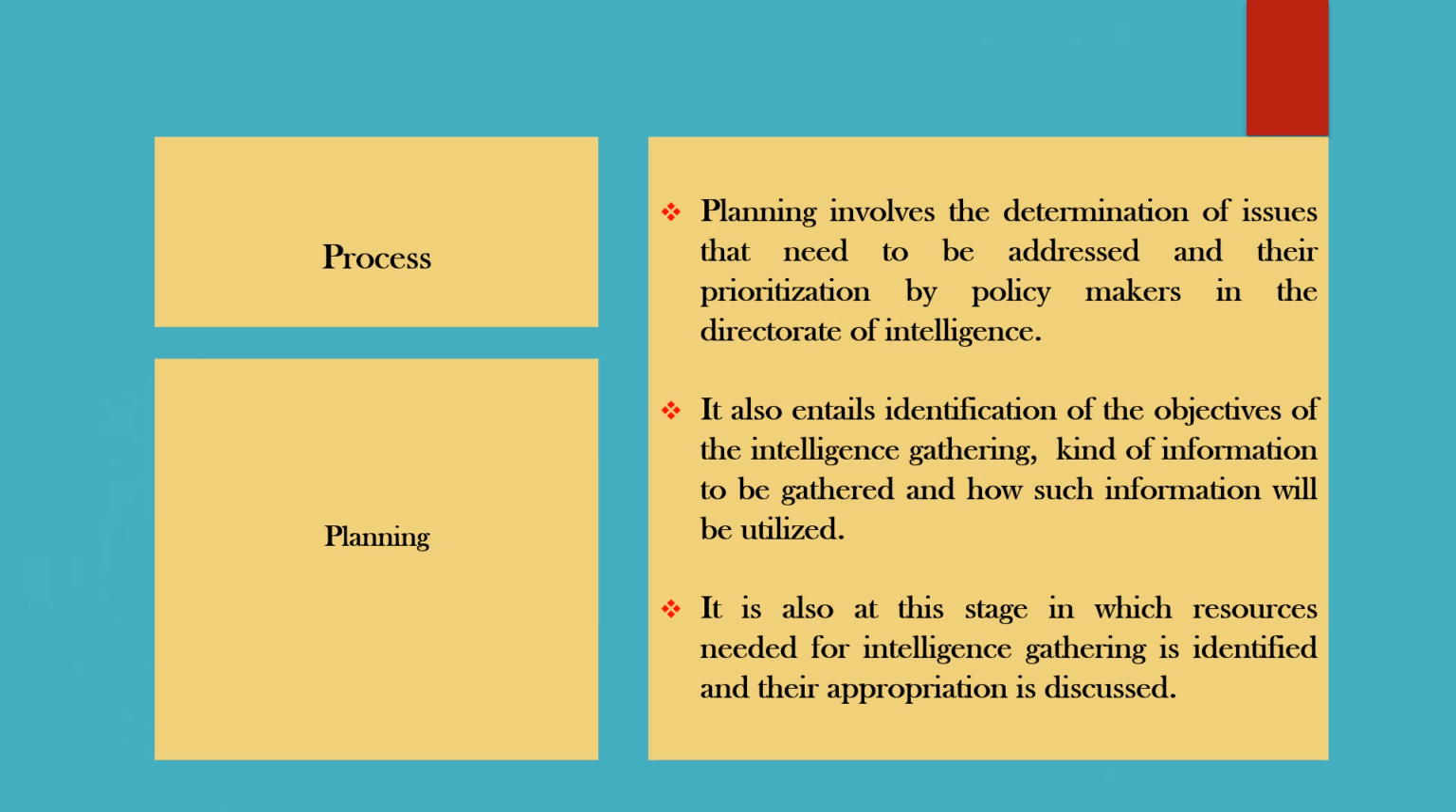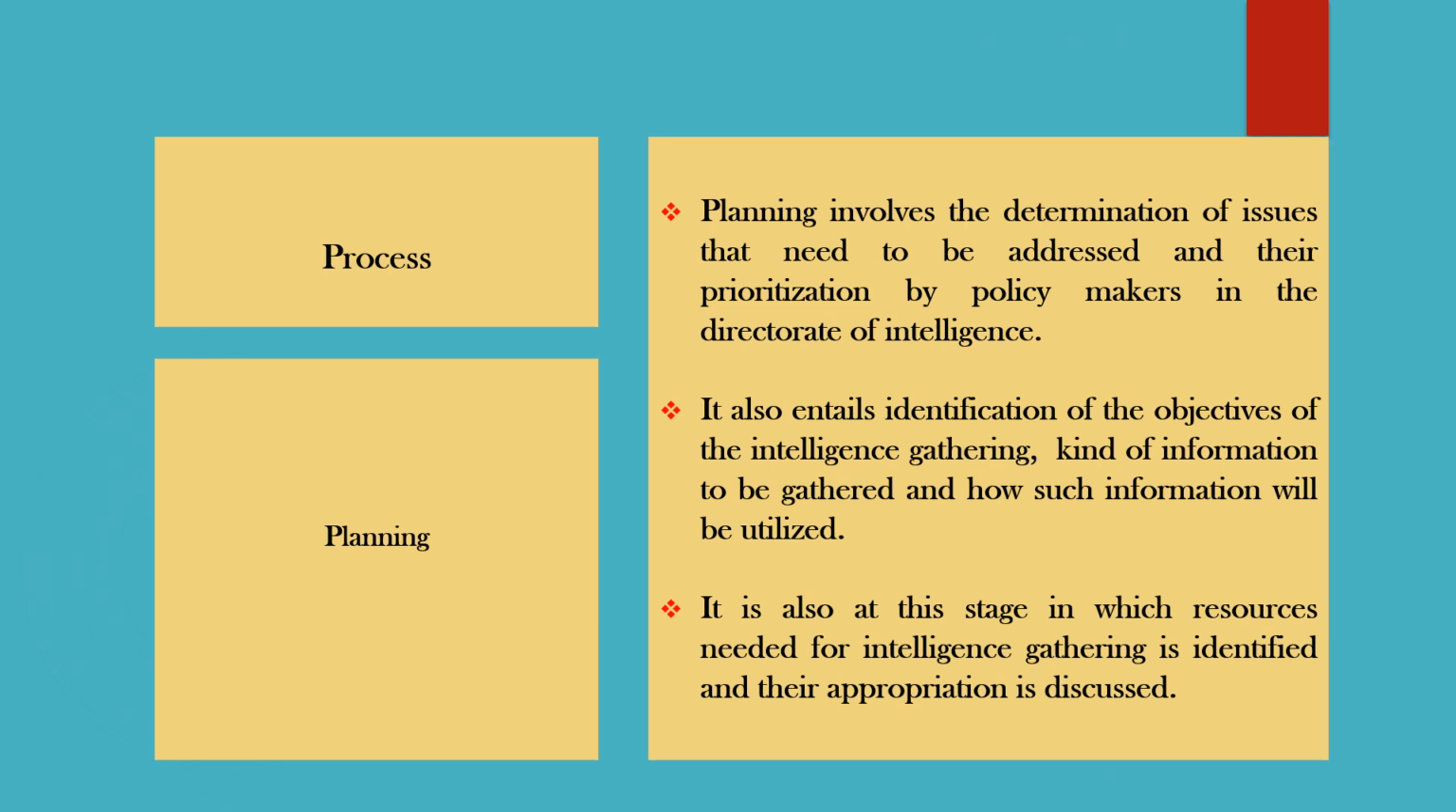These are therefore the processes that intelligence gathering goes through. The first one is called the planning process, or the planning phase. The planning phase basically involves determining issues that need to be addressed and their prioritization by policymakers in the Directorate of Intelligence. In other words, what kind of issues are affecting the country's intelligence sector, the country's security sector, and the country's criminal justice sector? That is the first thing that needs to be done at this stage. You have to determine the issues that need more intelligence information to be addressed.